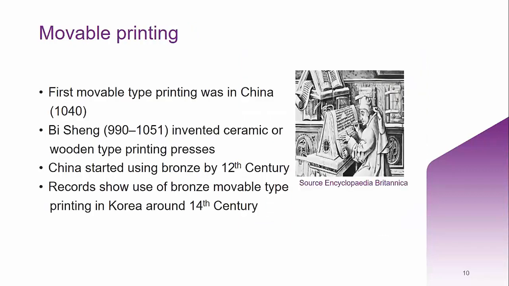So the first recorded movable type printing for printing paper books was in China around 1040. These early presses used either ceramic or wooden movable type and were invented by Li Sheng. By the 12th century, China was printing using bronze metal type. There are also records of printing in Korea using bronze movable type dating back to the 14th century.